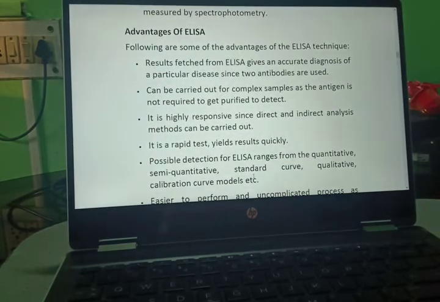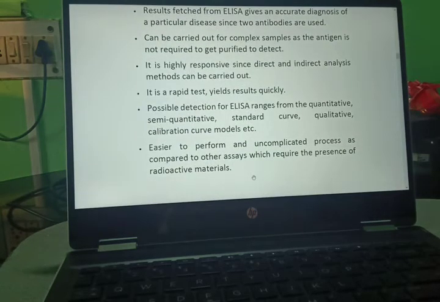Now, advantages of ELISA. The result from ELISA gives an accurate diagnosis of a particular disease since two antibodies are used. It can be carried out for simple samples and complex samples, as the antigen is not required to be purified to detect. It is highly responsive since direct and indirect analysis methods can be carried out.